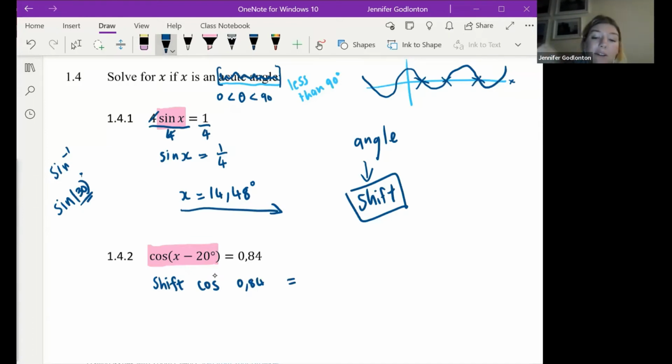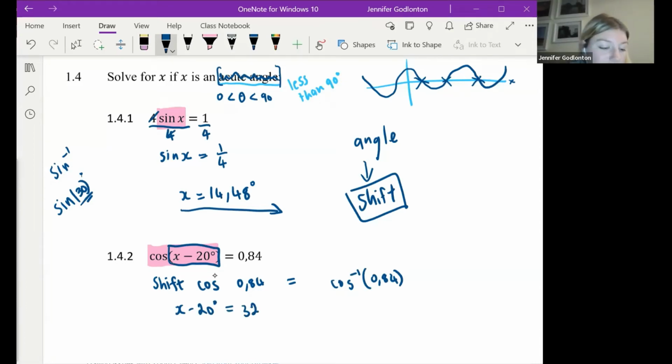In your calculator, it should look like this: cos to the -1, 0,84. So shift cos 0,84, close off that bracket, and I get 32,859. I'm going to keep a whole lot of these decimal places. That's telling me that this angle, so x minus 20, is equal to 32,85988 degrees. But that's not my final answer, because I want to know what x is.